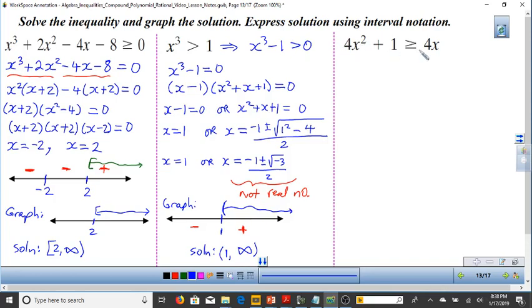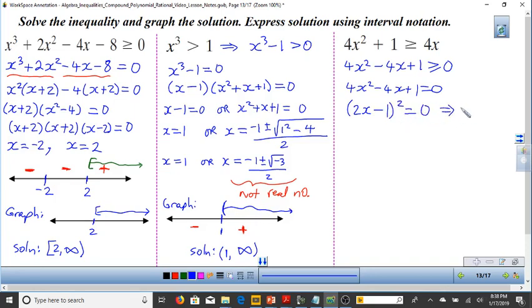We have 4x squared plus 1 greater than or equal to 4x. Of course, that's not in standard form, so we set everything on one side and greater than or equal to 0. And then I solve the corresponding equation, 4x squared minus 4x plus 1 equal to 0. And I can solve that one by factoring. You can check the work for that one. That is 2x minus 1 times itself. And that would lead us to 2x minus 1 equal to 0, so x is equal to half.